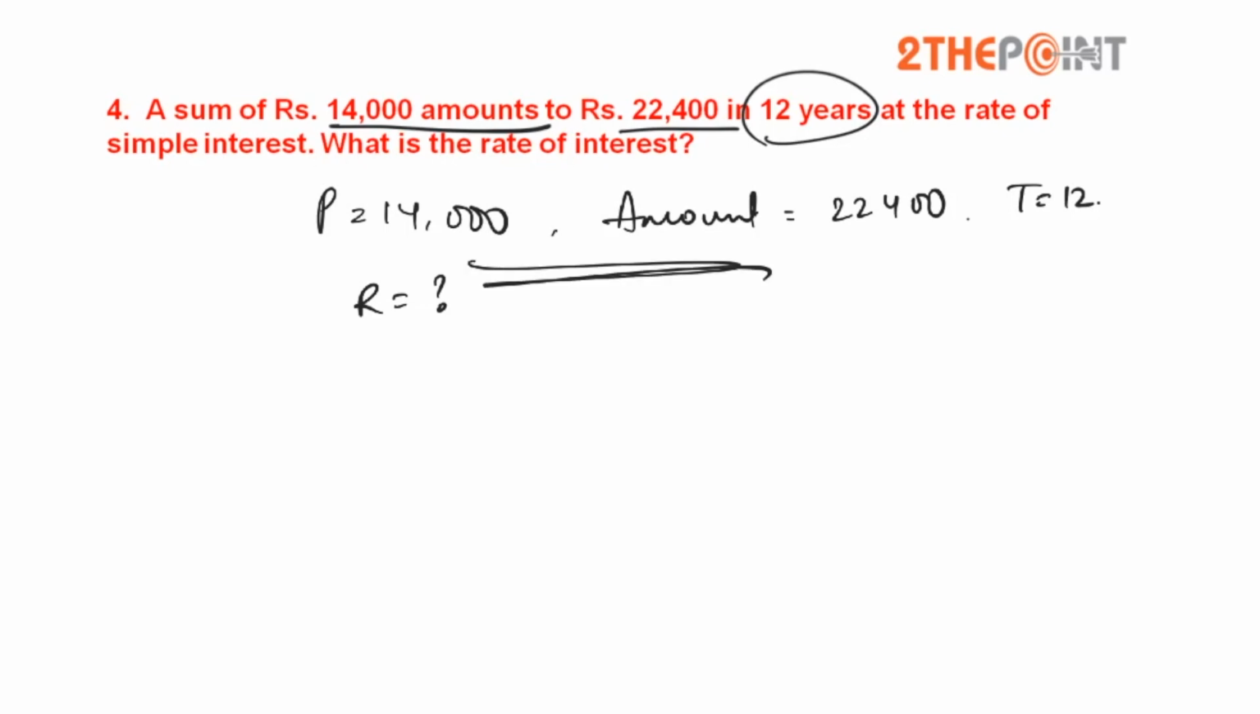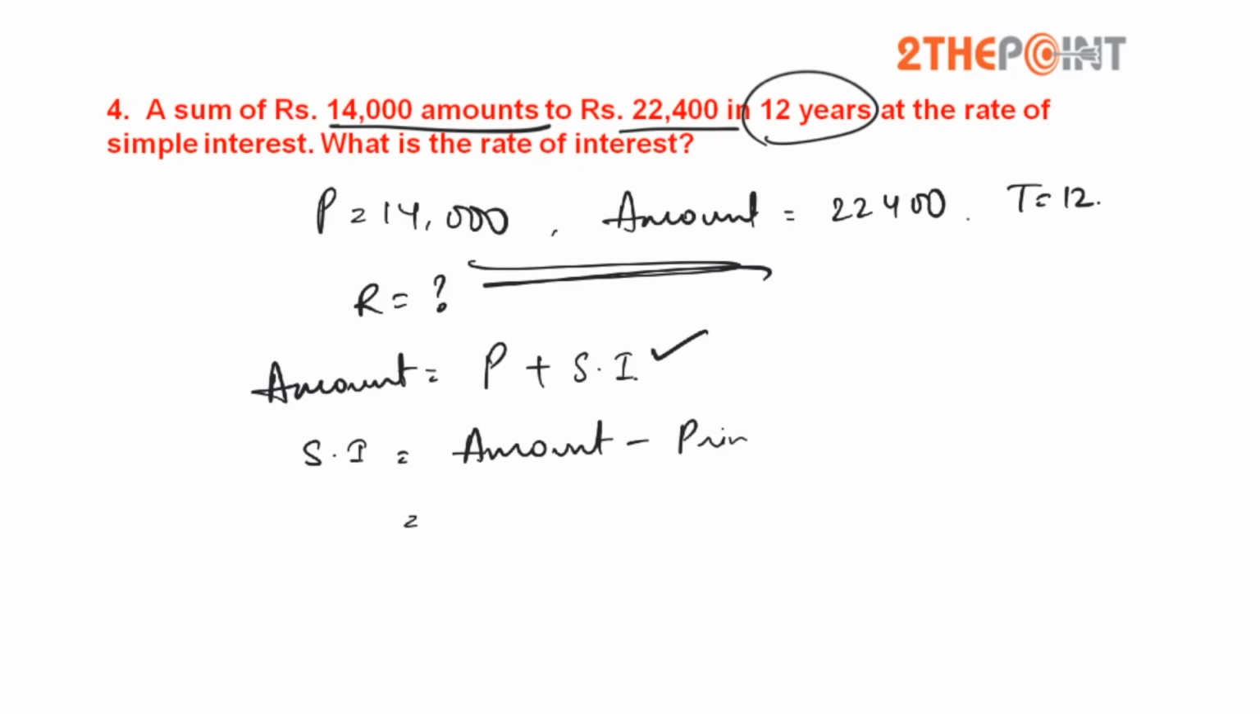Here we don't have the simple interest. We know that amount is equal to principal plus simple interest. So simple interest is equal to amount minus principal. We get the simple interest, that is 22,400 minus 14,000. We get 8,400, which is the simple interest. Using this data, calculate the rate of interest.